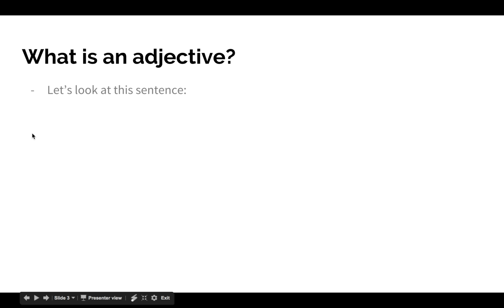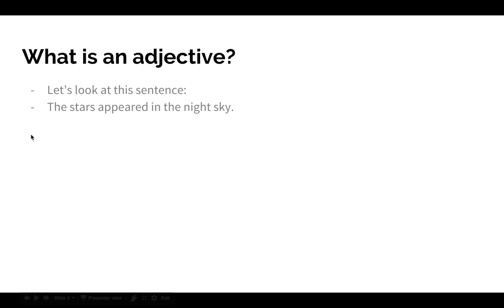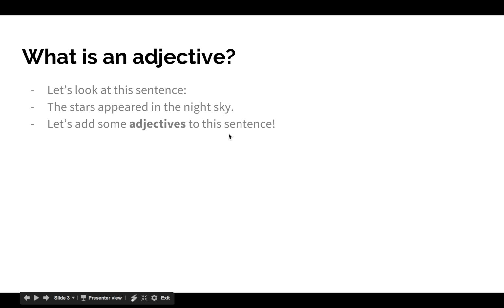We're just going to take a quick look at this sentence. The stars appeared in the night sky. Kind of a boring sentence if you really think about it. We understand that there are stars in the night sky, but it doesn't really give us much more detail than that. So instead of just leaving that sentence as it is, let's add some adjectives to make it more interesting, more vivid. We want to see what it is that we're actually talking about.